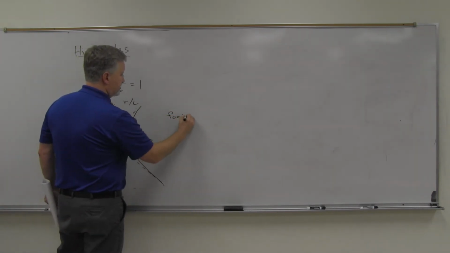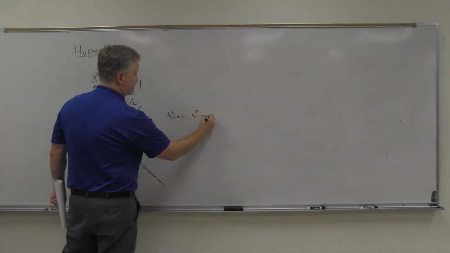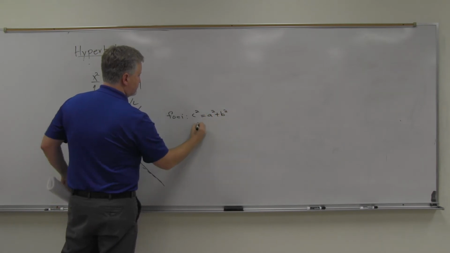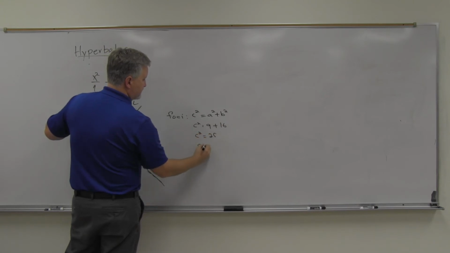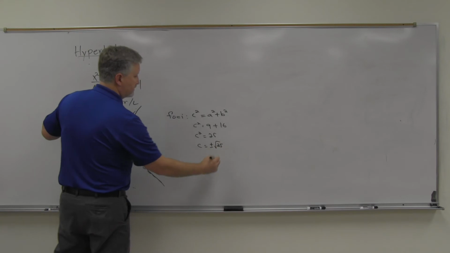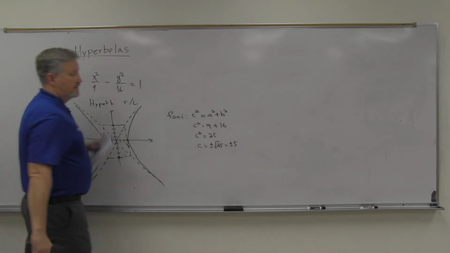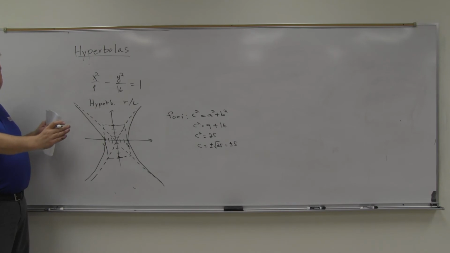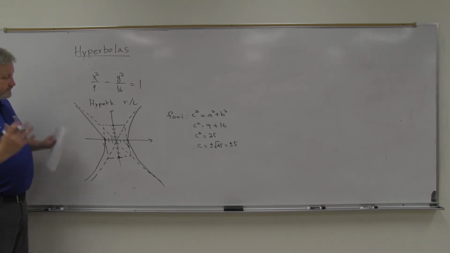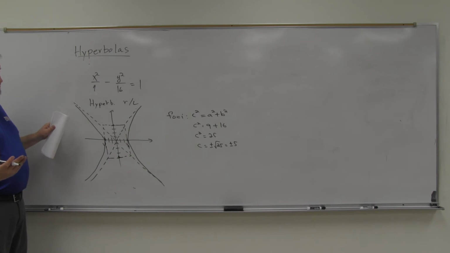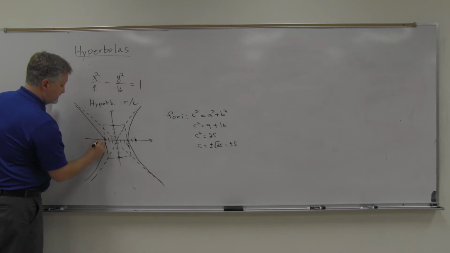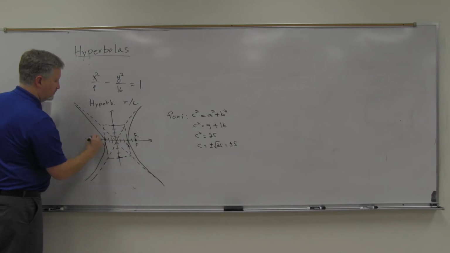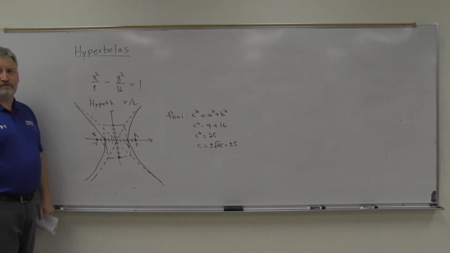And just real quick here, the foci: c squared equals a squared plus b squared, so that would be c squared equals 9 plus 16. Oh, that's going to work out. That's c squared equals 25, so c would be plus or minus the square root of 25, which is 5. Again, you want to go out, the foci are outside of the vertices, one way to look at it. So here are the focus points, -5 and +5. Okay, plus or minus 5, 0.